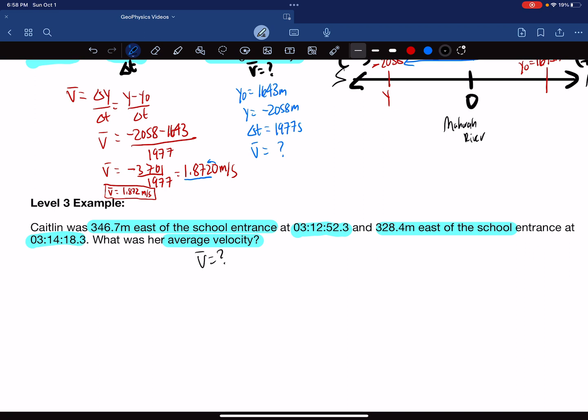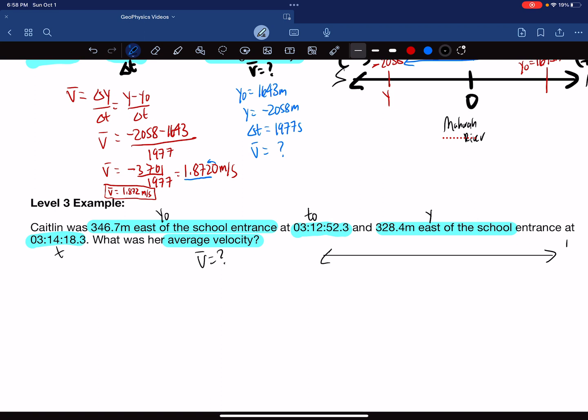The average velocity, this 346.7, that's her initial position. The 312, that is her initial time. And later we have the position at an instant later in time. And this is the time an instant later. We could draw a number line to help us visualize physically what's going on.